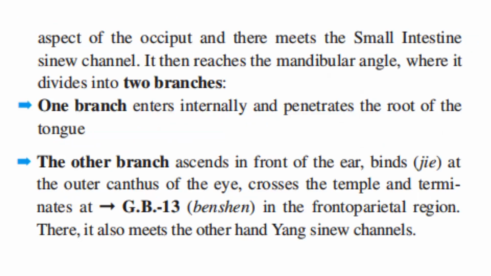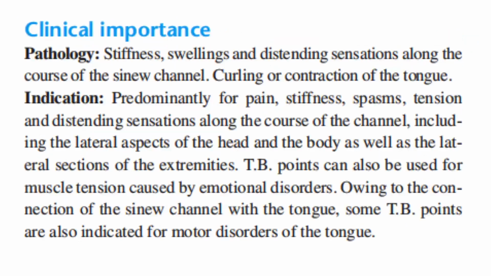It then reaches the mandibular angle where it divides into two branches. One branch enters internally and penetrates the root of the tongue. The other branch ascends in front of the ear, binds at the outer canthus of the eye, crosses the temple, and terminates at GB13 in the frontoparietal region. There, it also meets the other hand yang sinew channels.